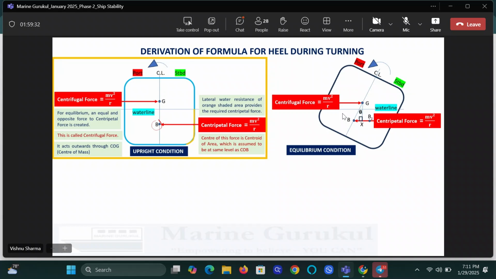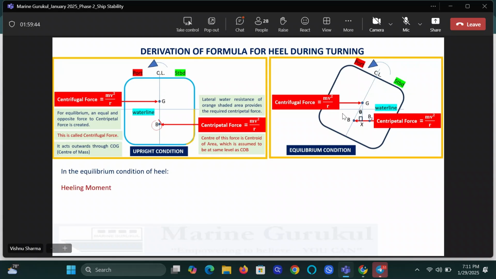So in this small triangle that you have made, now in the equilibrium condition, guys, look at the right diagram. What is the heeling moment? Heeling moment will be equal to the moment of the couple here, one of the forces multiplied by the lever. Lever is GX. What is one force? mv square upon r. So one of the forces into GX. Do you agree this is the heeling moment in the equilibrium condition? Yes or no? Correct.